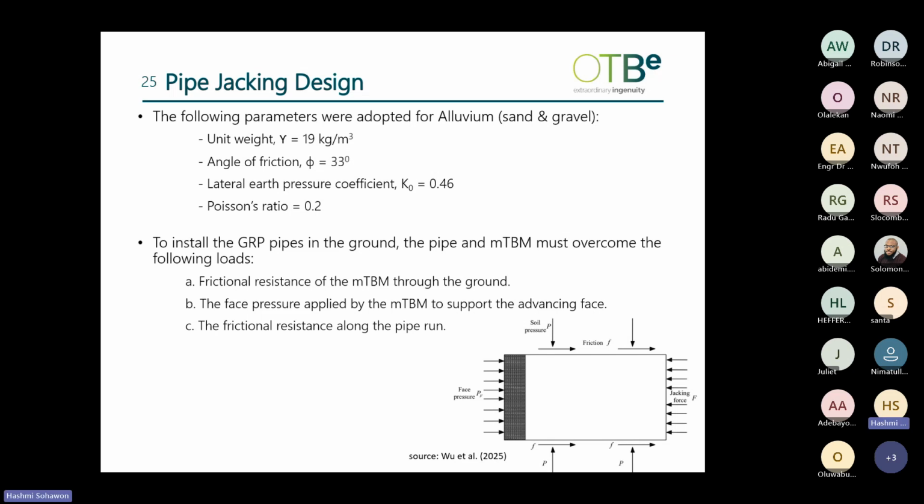The parameters for the sand and gravel layer that were used in the pipe jacking design are as follows. We have the unit weight of the soil, the angle of friction, and the lateral earth pressure coefficient at rest, which is needed to calculate the horizontal stresses.